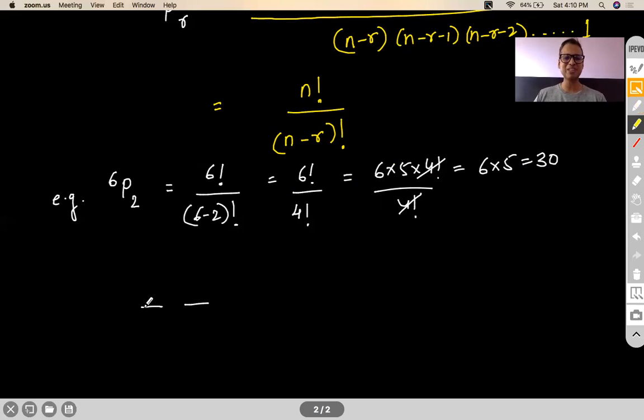So how many ways can you fill the first chair? The first chair can be filled in 5 ways. The second chair can be filled in 5 ways. The first chair can be filled in 6 ways. The second chair can be filled in 5 ways.